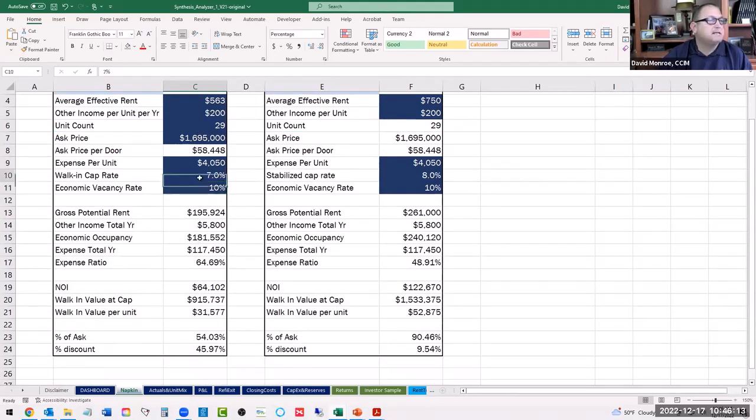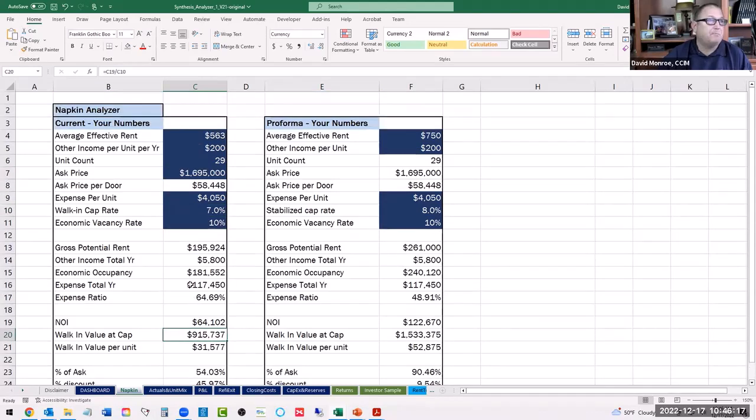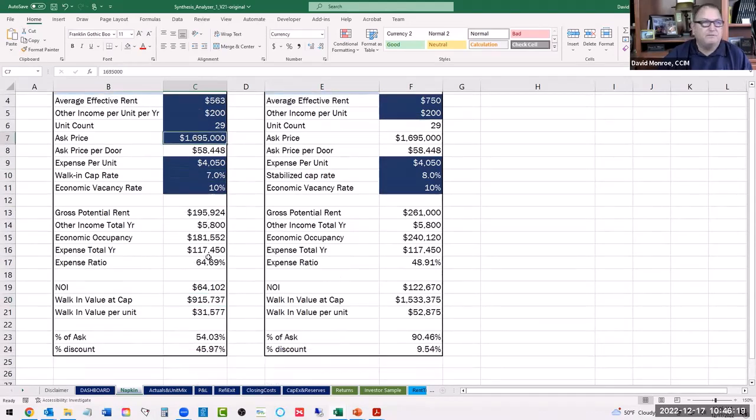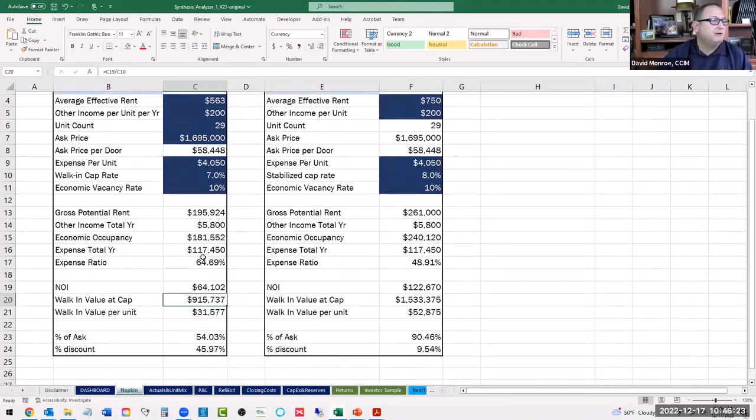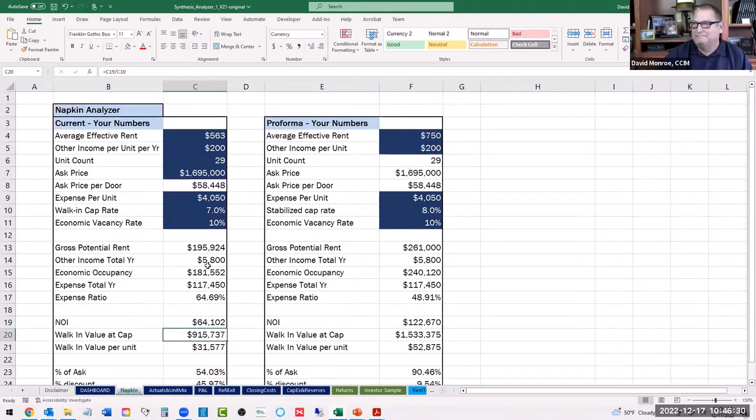Based on actuals and wanting a 7% cap rate, that means I can only pay $915,000 for the property, not $1,695,000. That's all this tells you. You don't really know any other information other than that. So to me, this isn't enough data, but it's a quick, just a couple of minutes, throw it in, see if you want to continue to move forward. Question? Go ahead.